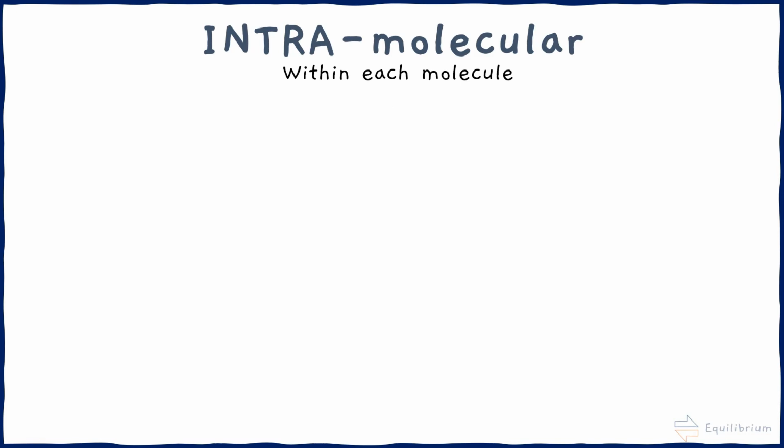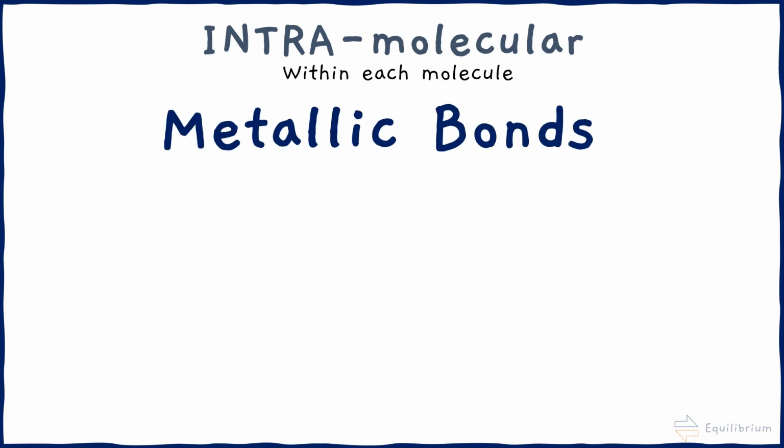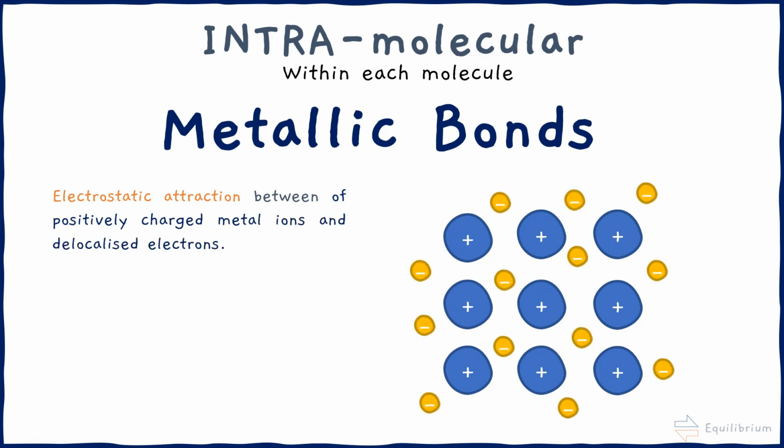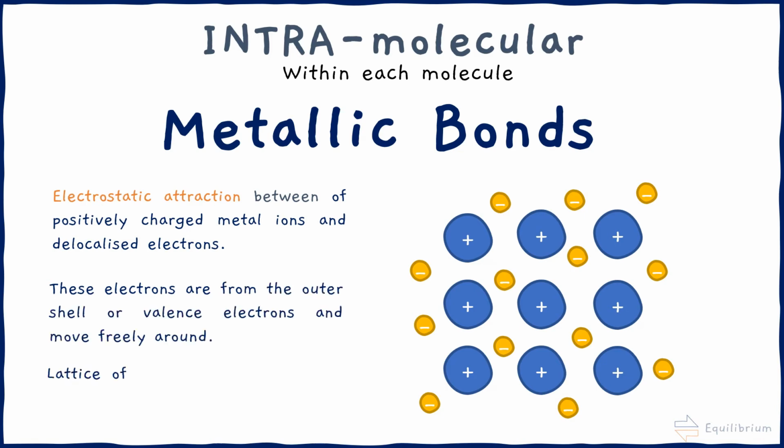The last type of intramolecular bonds are metallic bonds. This is formed by the electrostatic attraction between positively charged metal ions and delocalized electrons. These electrons are from the outer shell, also known as valence electrons, and move around freely. This forms a lattice of positively charged metal ions in a sea of electrons.